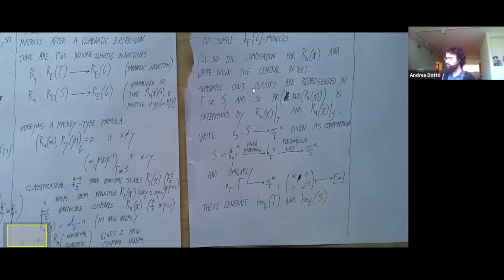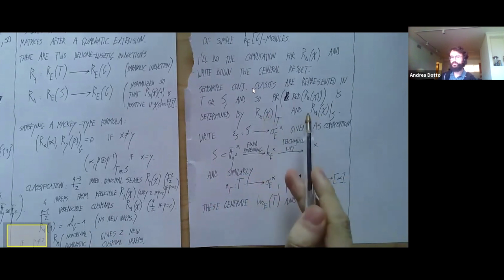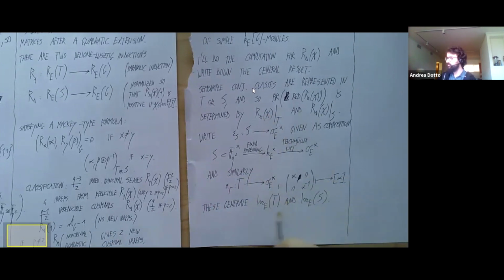And what we're supposed to do now is to write down these restrictions as sums of these characters.